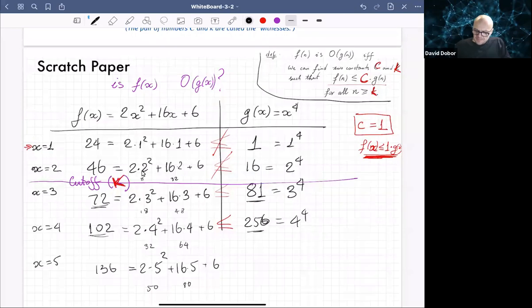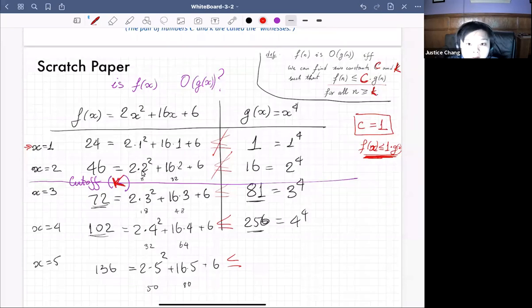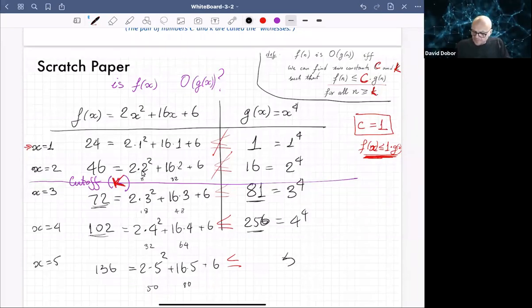Is it less than or equal to 5 to the 4th? Yeah. What is 5 to the 4th? Is it 625? Yeah. Okay, so that's 5 to the 4th. That's 25 squared. That's 625. The gap between these two is even larger.